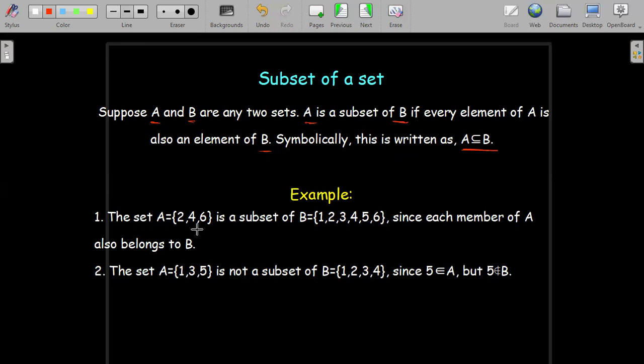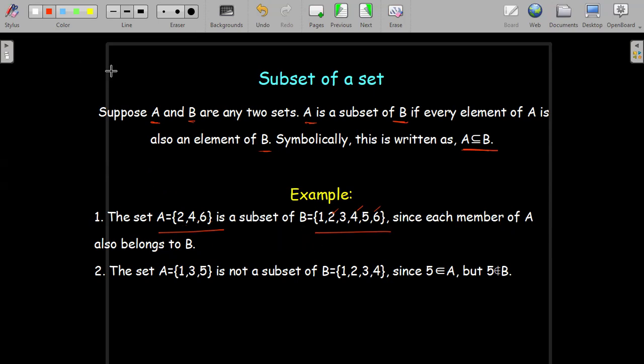Okay, so we have examples here. For example, here you have this set. The set A is 2, 4, 6. Then we're saying that B is 1, 2, 3, 4, 5, 6. That is B. So now we can see here that each member of A belongs to B. This 2, 4, 6, they belong to B. It's here. You can see that there's 2 here, there's 4 there, and there's 6 there. Because this happens, we're saying that A is a subset of B. It means A can be contained in B.